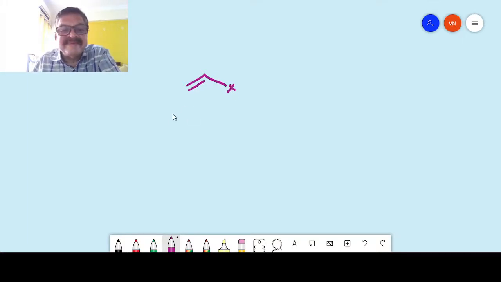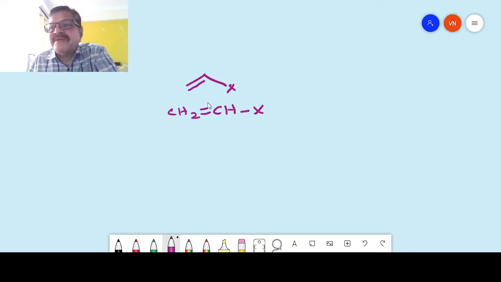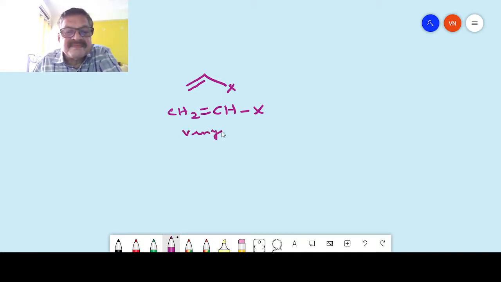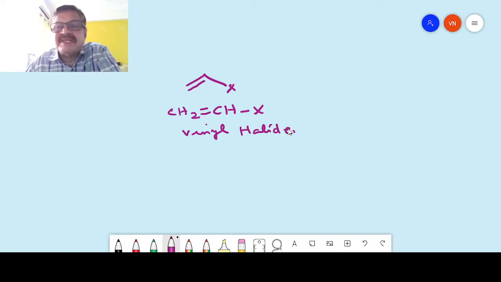So this is CH2 double bond CH-X. This compound here is a vinyl halide. This is not an sp3 hybridized carbon atom. Therefore, it will not give you a nucleophilic substitution just like other alkyl halides, because the carbon should be an sp3 hybridized carbon. So this is the vinyl halide.